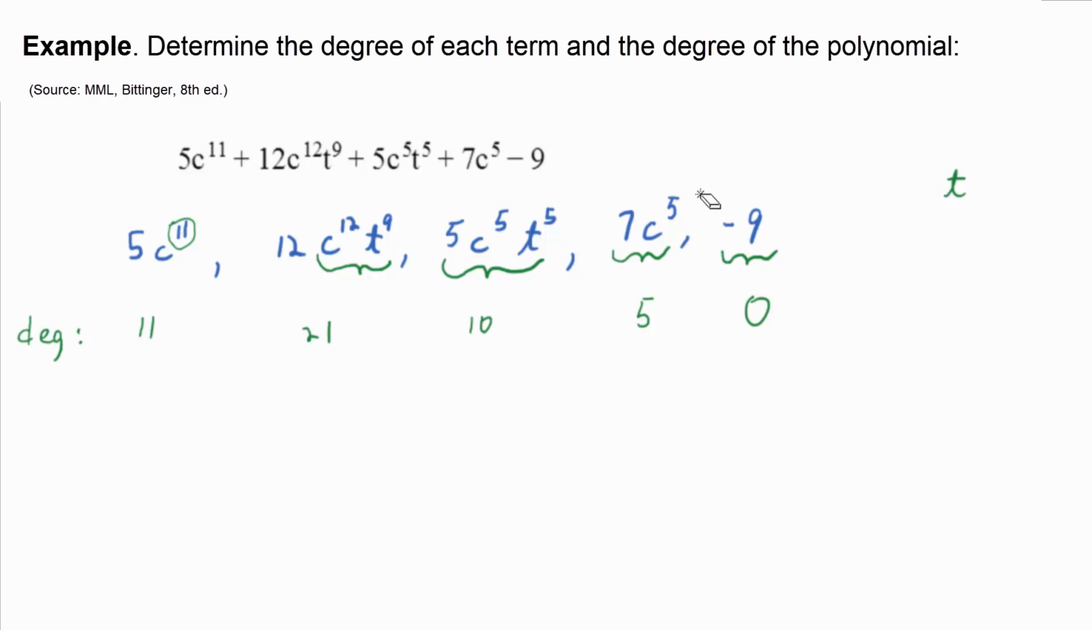Okay. So those are the degrees of the individual monomials or terms which make up the polynomial. The highest one you see is the degree of the entire polynomial. So the degree of the entire polynomial, I'll say poly for short. Which one's the highest? 21.